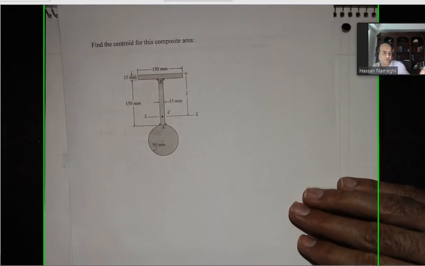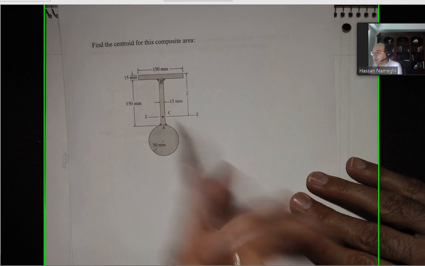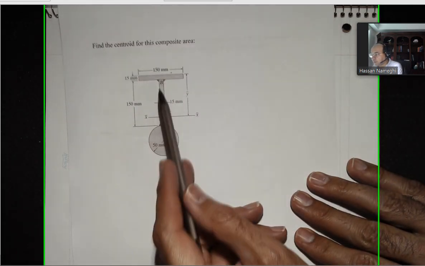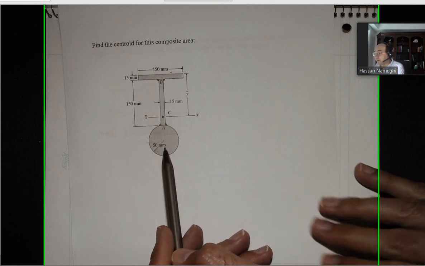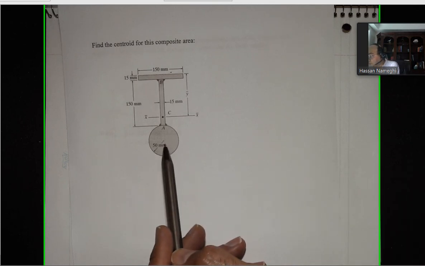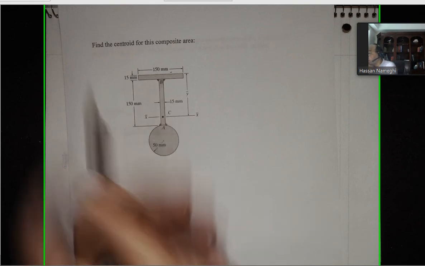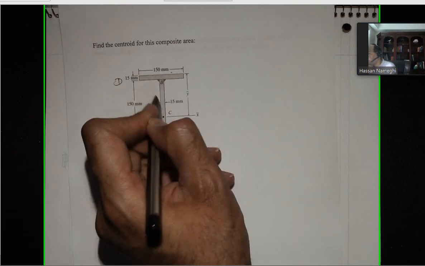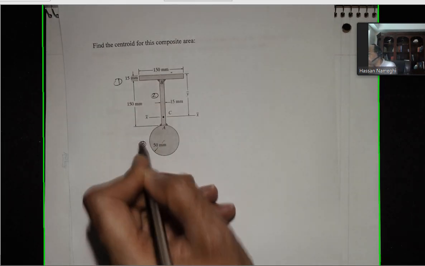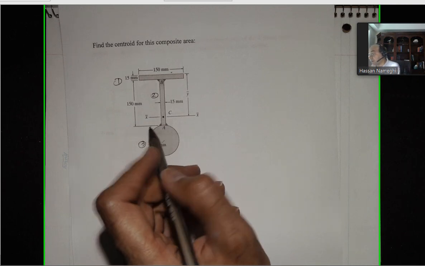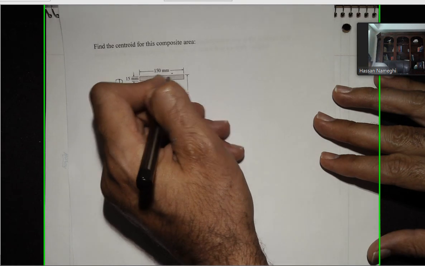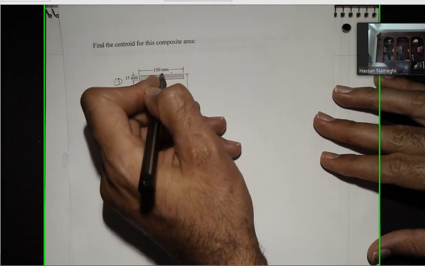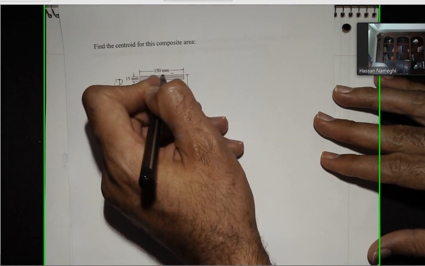The third question I have, which is very similar to the other two, in this case I have one bar on the top, another bar here, and then a circle at the bottom. So if you want to calculate the centroid for the composite area, you could label them this one 1, this one 2, and this one 3. I'm going to assume, again, they asked me y bar here. What you could do is assume that your x starts from the top. I don't need to go to the middle of that.